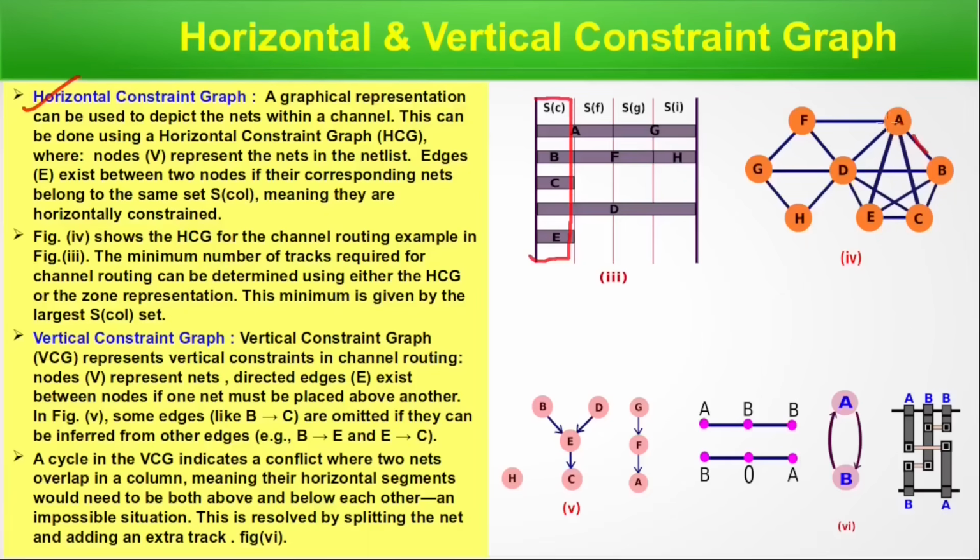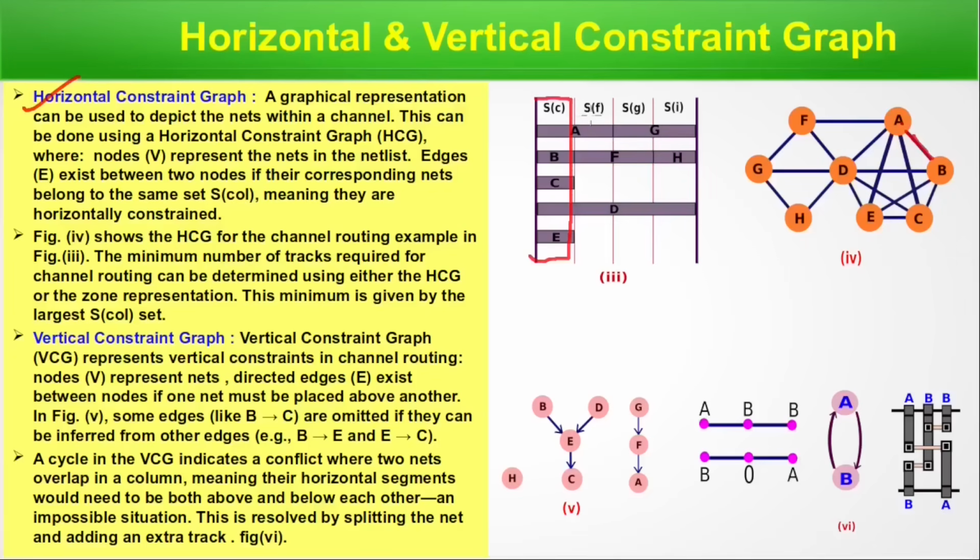Nodes here represent the nets, and an edge is present between two nodes if they belong to the same column. Since these A, B, C, D, E are all 5 nets or nodes belonging to this column, they are interconnected. Each of them is connected to the rest of the 4.